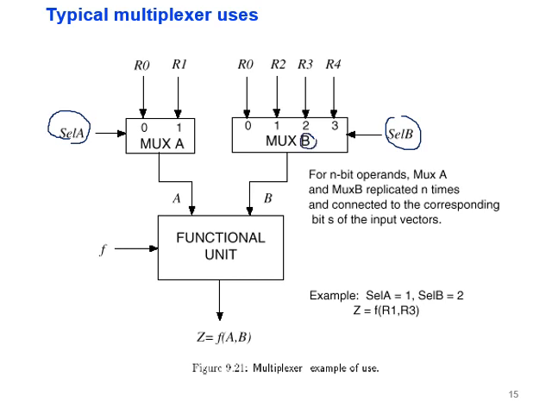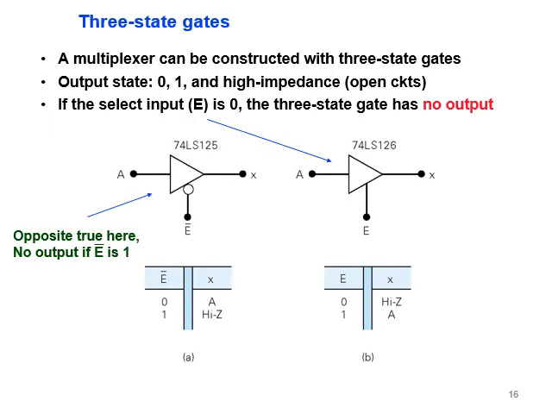Now the function will connect them. Let me give an example here. Let's say select A is given 1 here, then definitely R1 will be at the output here, R1, and select B is given 2, this is 2, this means that R3 will appear across the output. You see here the function will give R1, R3. So in this way we can connect more than one multiplexer.